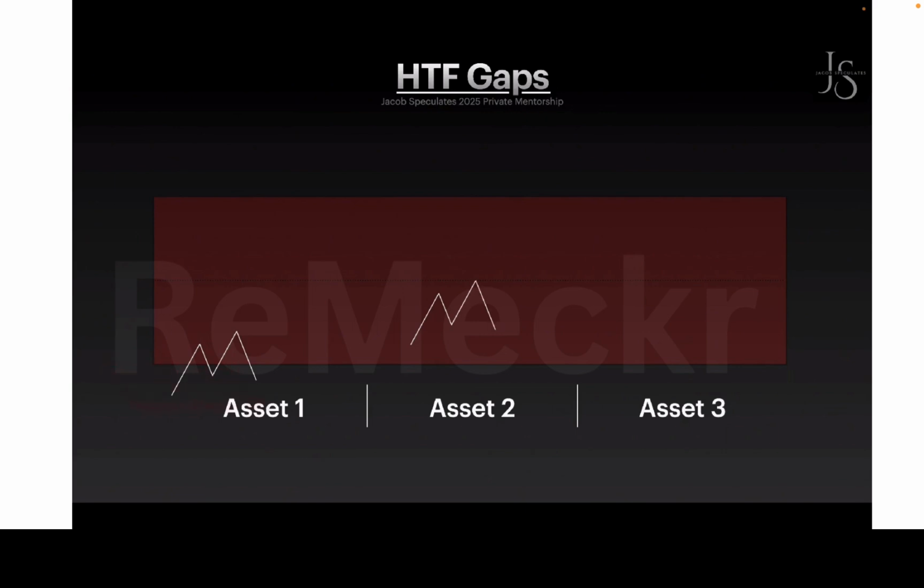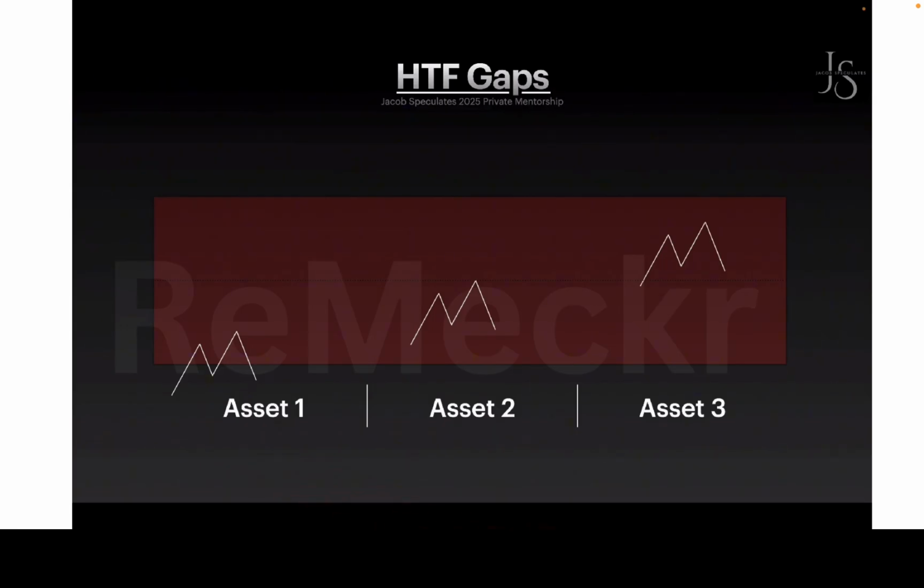So let's say that we have a higher time frame gap, and within a triad we have three assets, so asset 1, asset 2, and asset 3. Viewing the price action within each asset for how deep each asset retraces into the gap, that can tell you which asset is likely to be stronger.